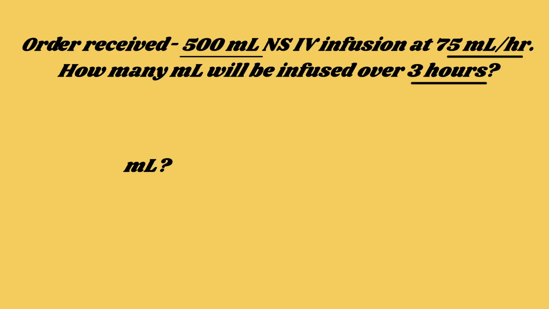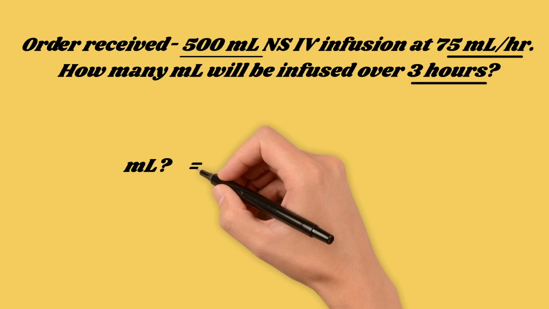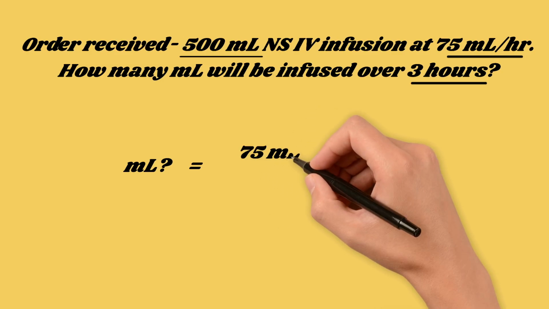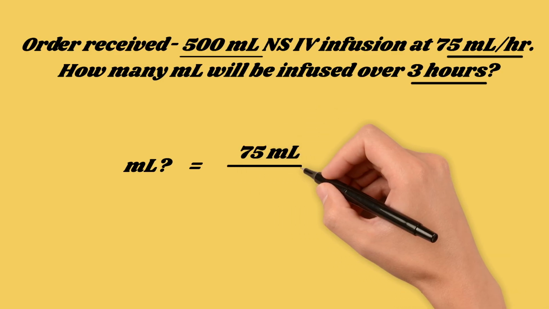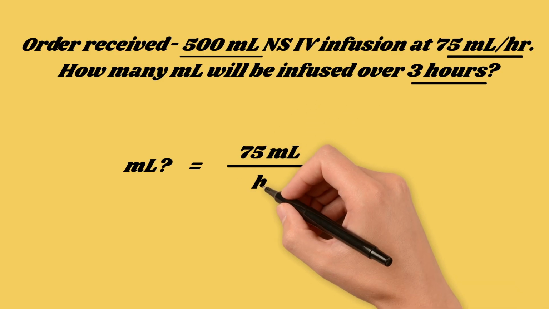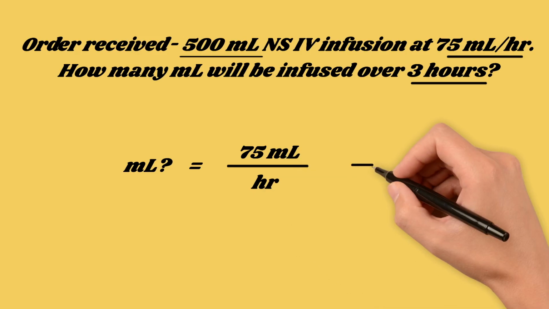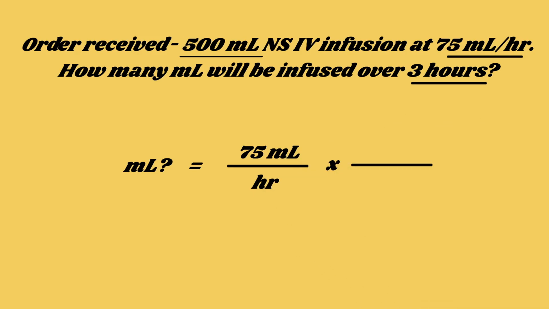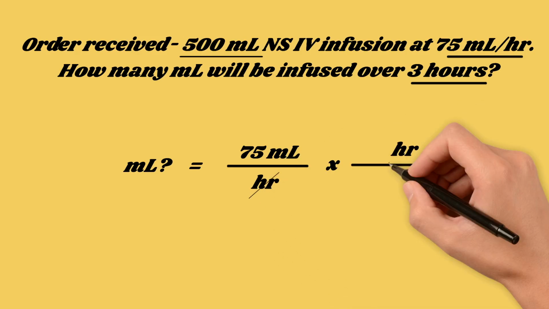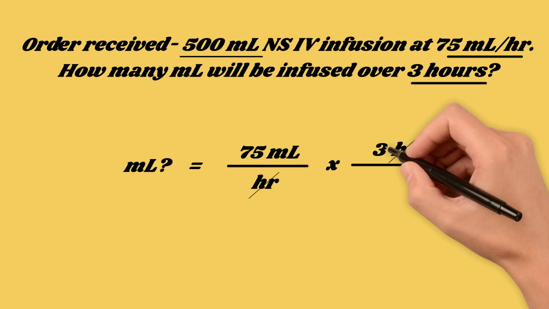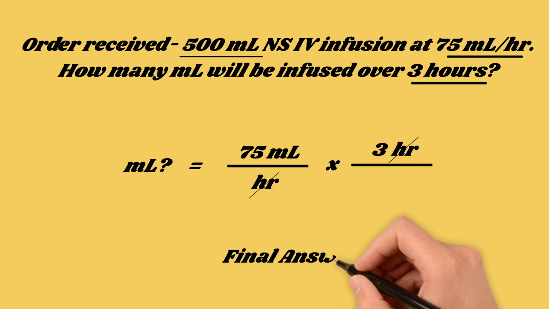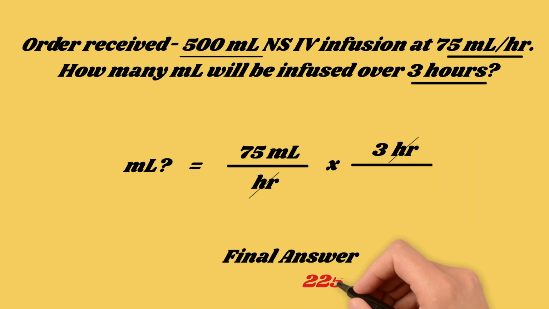So we'll start with our rate, which is 75 mLs per hour. Next, we'll need to cancel out our hours. And we know that the rate will infuse over 3 hours. So to cancel it out, we'll multiply by 3 hours and cancel out hours, leaving mLs left. After we do the math of 75 times 3, our final answer is 225 mLs. So don't get distracted by extra information. Make sure to still go through the process of what are you looking for and what information is needed.